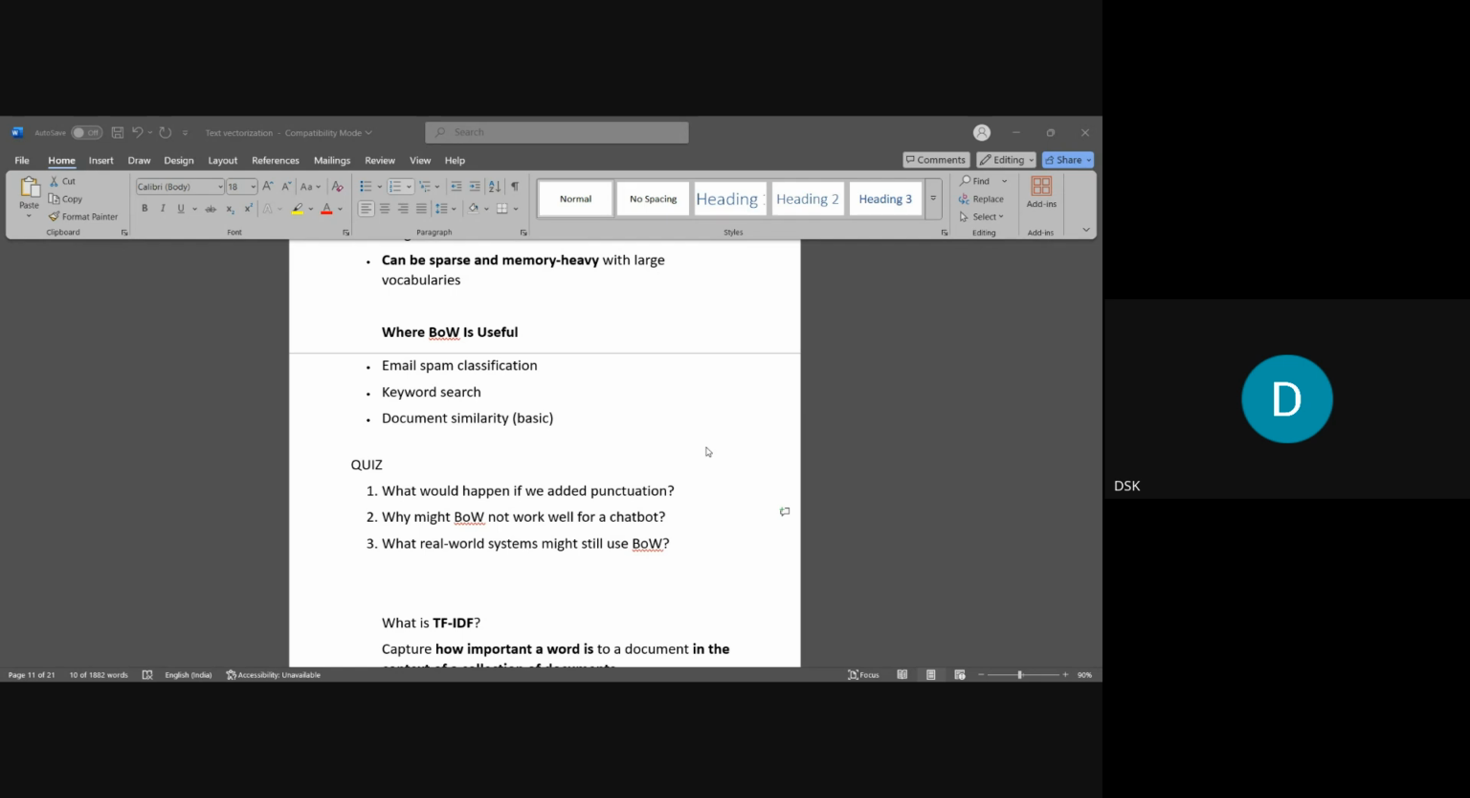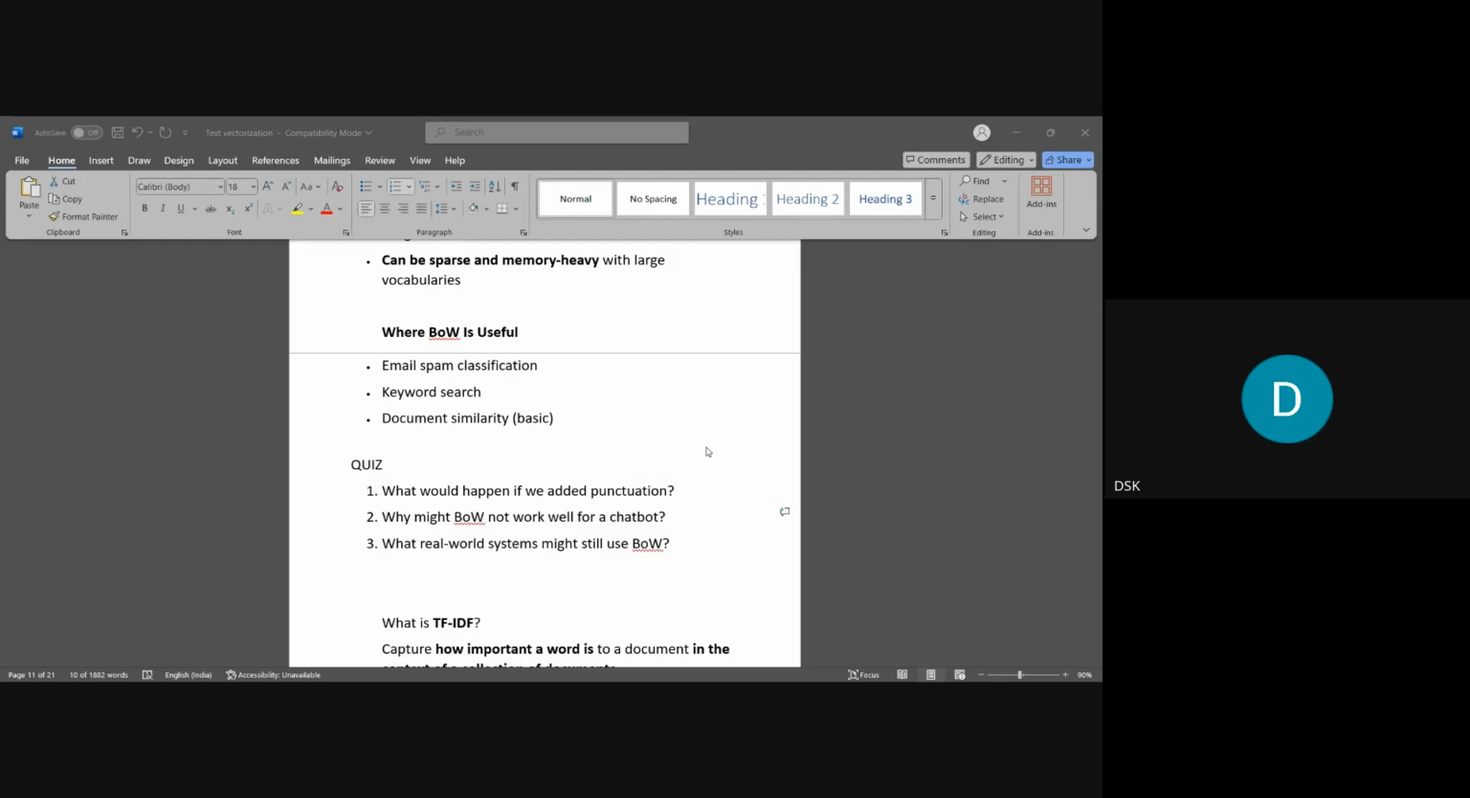So there is no contextual understanding. It does not understand that bank in river bank is different from bank in money bank. For this case also, chatbots need to understand the contextual meaning, which bag of words lacks, and it also has a fixed vocabulary and poor generalization. Bag of words uses a fixed vocabulary based on the training data, so if a user types something new or misspelled, the chatbot may not recognize it.